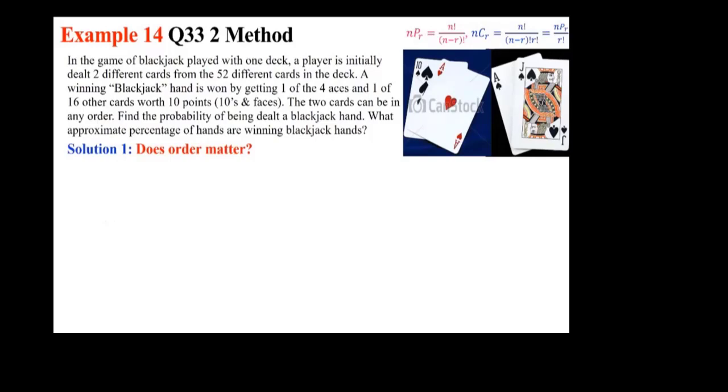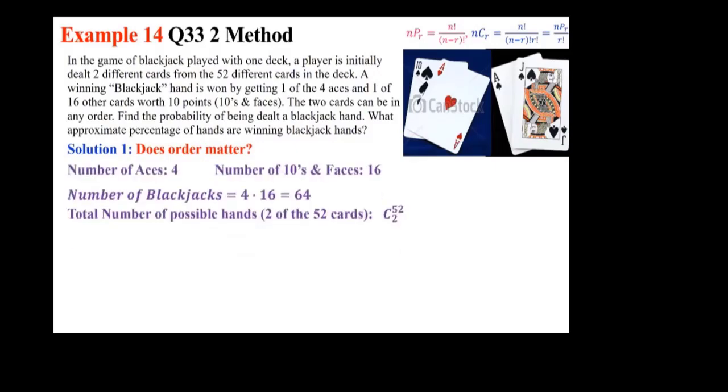So what do we have in a deck of cards? We have how many aces? We have 4 of them. Tens, we have 4 of them. How many faces? We have 3 times 4 or 12. So I want to make sure everybody understands how we arrive at these numbers, okay? So again, number of aces is 4. Number of tens is 4.